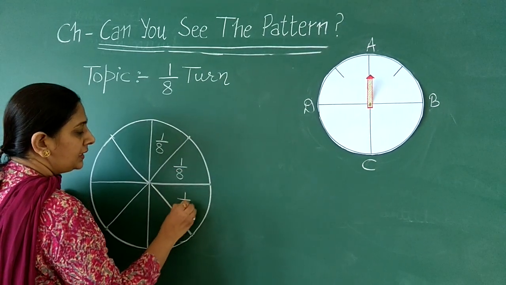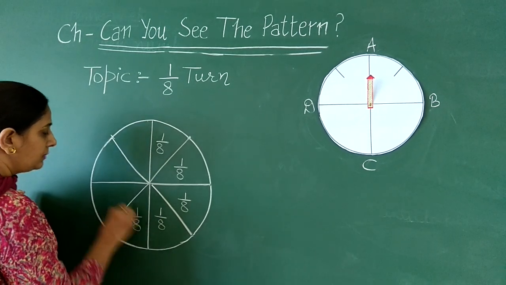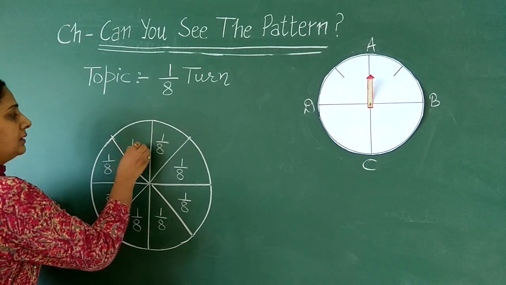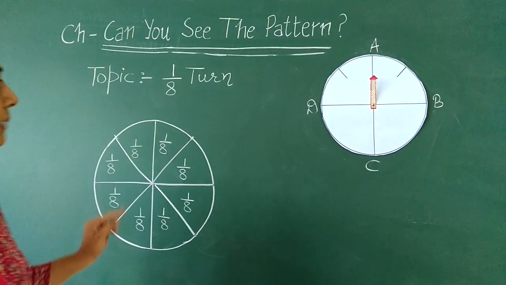This is also 1 by 8 part. This is also 1 by 8 part. This is also 1 by 8. This is 1 by 8. So in this way we have divided the circle into 8 equal parts.